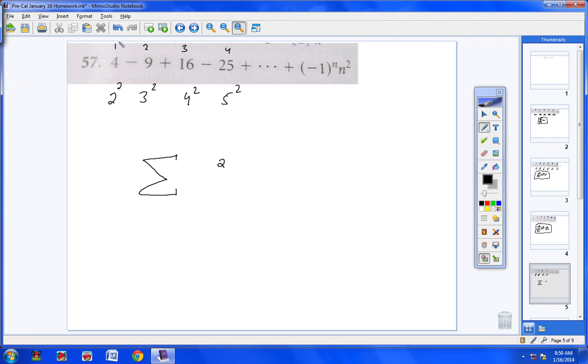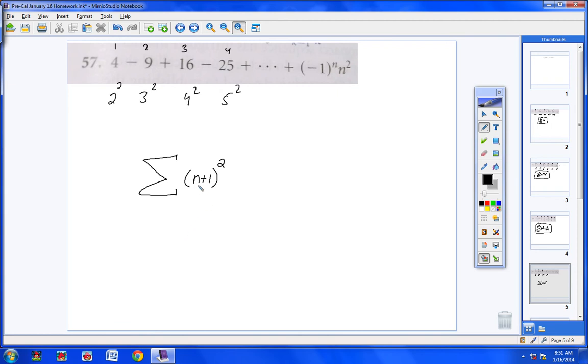Now, notice how term 1 has a base of 2, term 2 has a base of 3, term 3 has a base of 4, and term 4 has a base of 5. So all the bases are 1 more than the term number. So then my base is going to be n plus 1. All right, well, let's see if that works real quick.